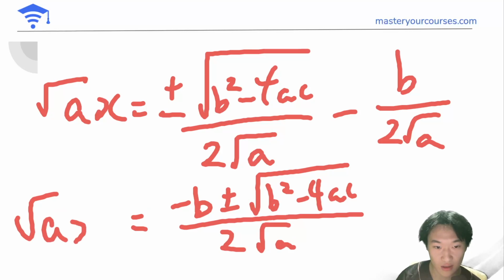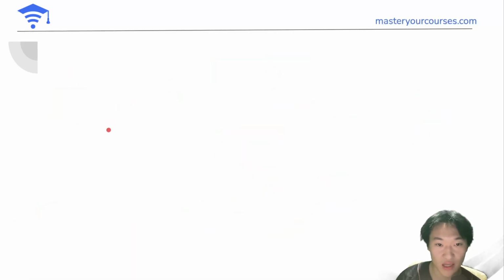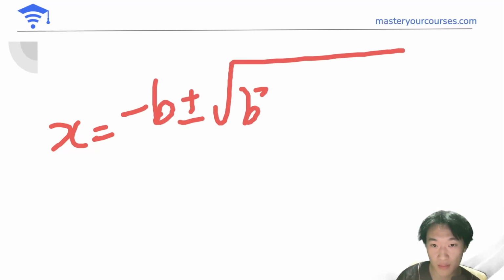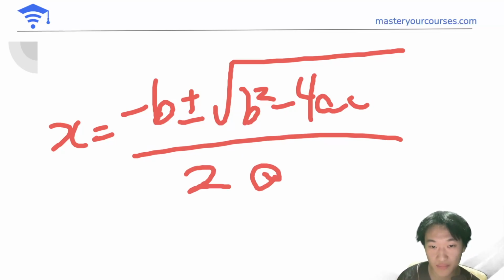Now I think you can see where this is going. If you divide both sides by square root of a, you can isolate for x and arrive at the formula, which is simply x equals minus b plus minus the square root of b squared minus 4ac, over 2a.